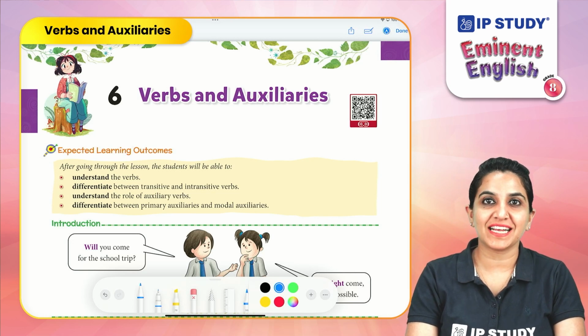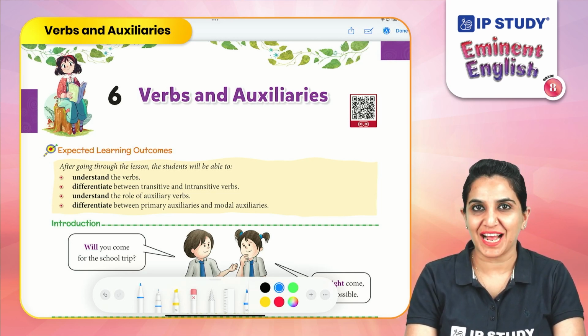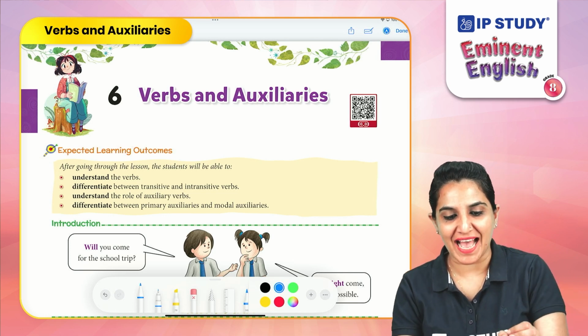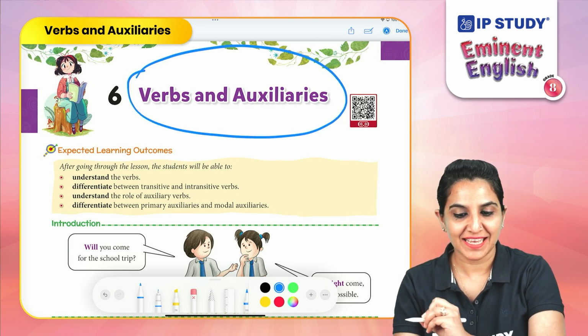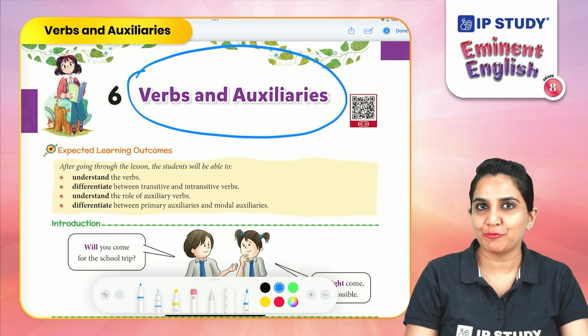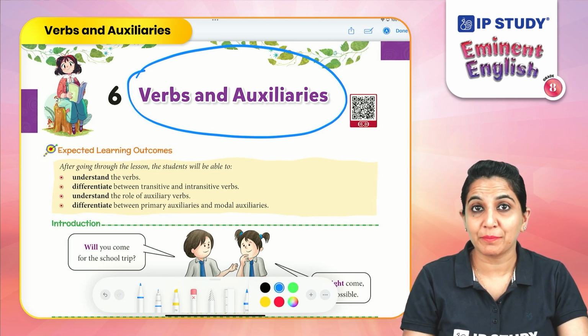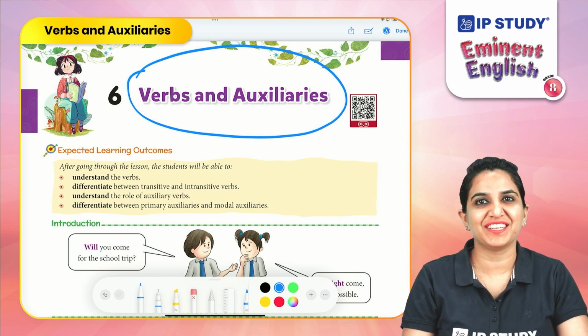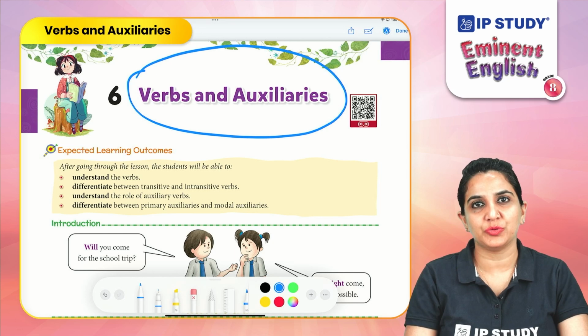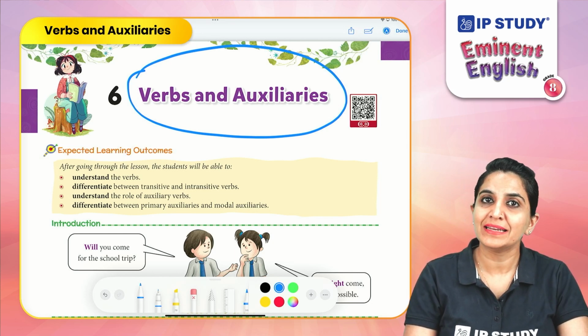Today we will discuss the 6th chapter of Grade 8 English Grammar, and we will explore the world of verbs and auxiliaries. So our topic is verbs and auxiliaries. Before we go forward, let us understand what is a verb. Do you remember what is a verb? Very good. Verb is an action word. It tells us what something or someone does.